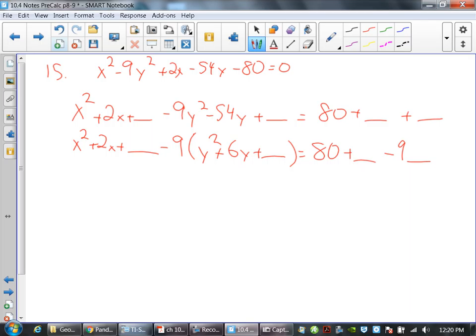What's half of 2? Half of 2 is 1. What's 1 squared? 1 squared is 1. So in our terms, x plus 1, 1 here, 1 there. What's half of 6? 3. What's 3 squared? And then bring the 9 over here. Minus 9.